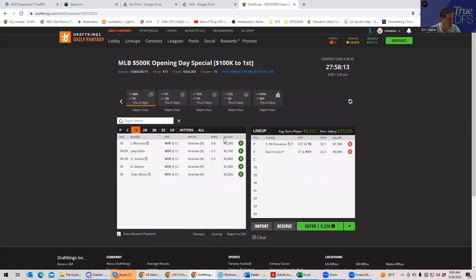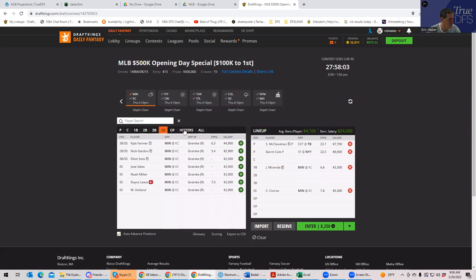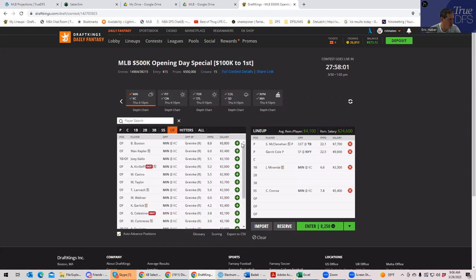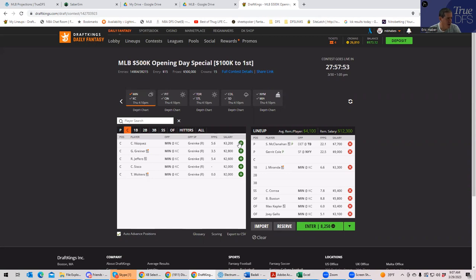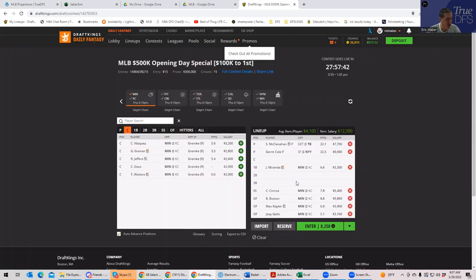We will go with Miranda, Correa, was it Buxton, Kepler, Gallo? Let's just put them all in here. So you could actually do this really easily on this particular slate, and you're really getting just the raw, top raw points getter. So this is going to be a very easy way to build just using the sheets here.